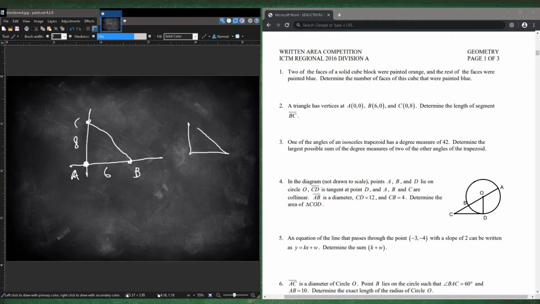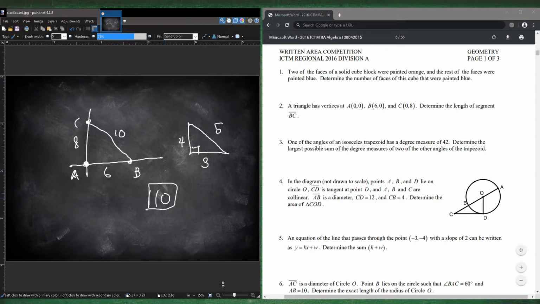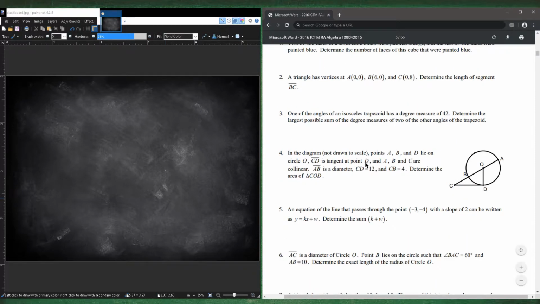So if you know a Pythagorean triple, which is 3, 4, 5 as our right triangle, right? The 3 goes with the 6 and the 4 goes with the 8. So 4 times 2 is 8. 3 times 2 is 6. So 5 times 2 is equal to this length, which is 10. So the length of BC is 10. And that's basically it.